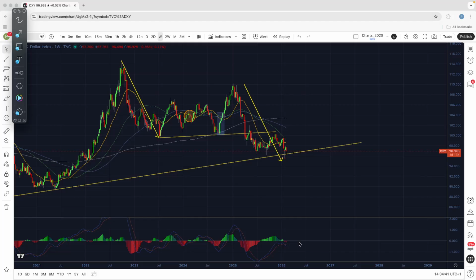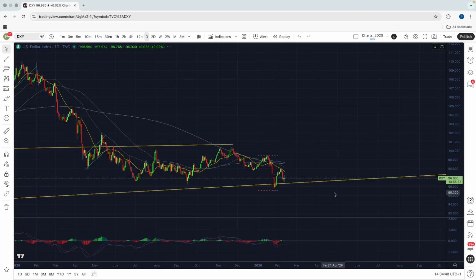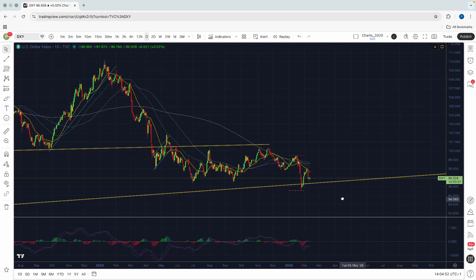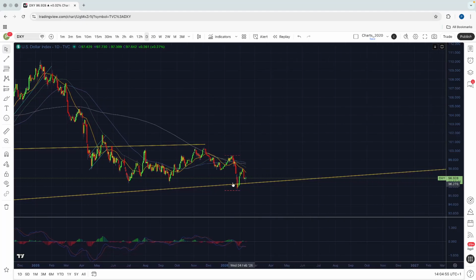So for now, we are looking at a potential loss of momentum on the daily, but not on the weekly. On the weekly, we are still in the dark. But on the daily, yes, we're looking at a potential loss of momentum because of the increasing divergence and this loss of intensity, right? Now let's go on the 4 hour and see what's happening there.